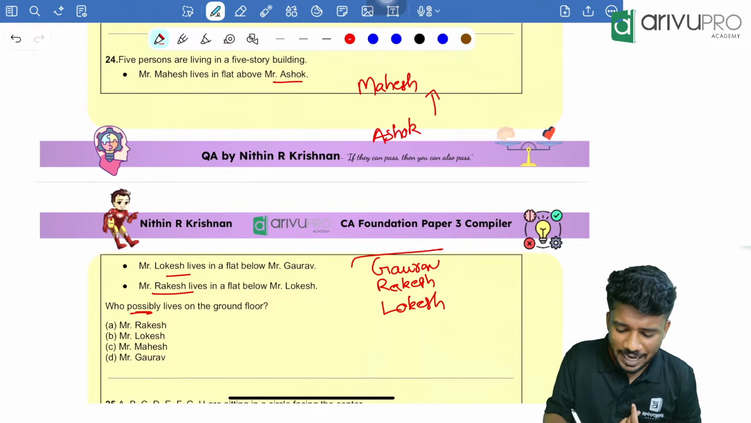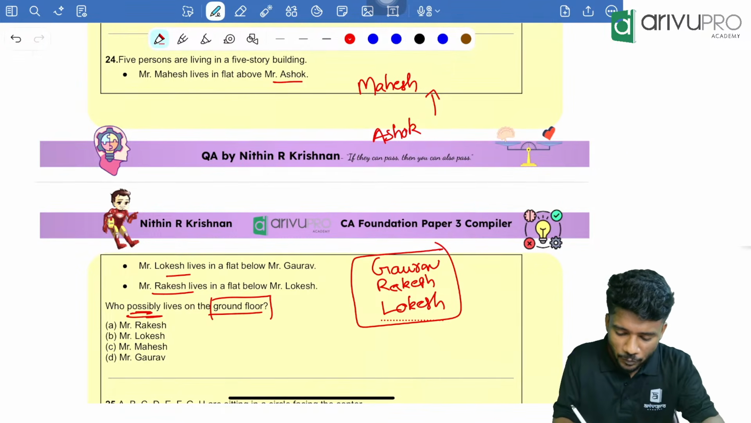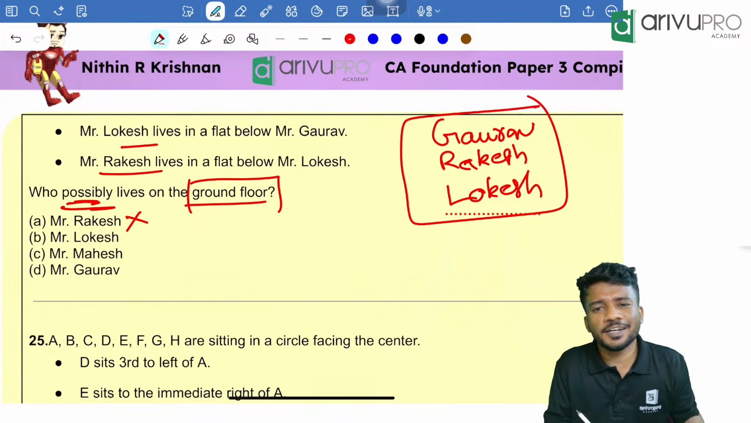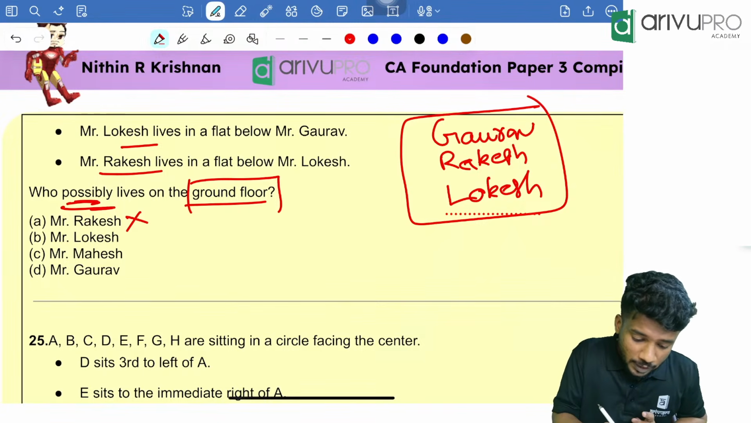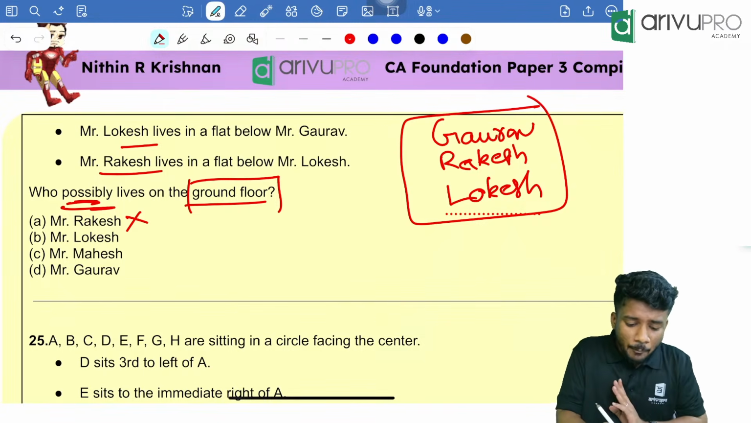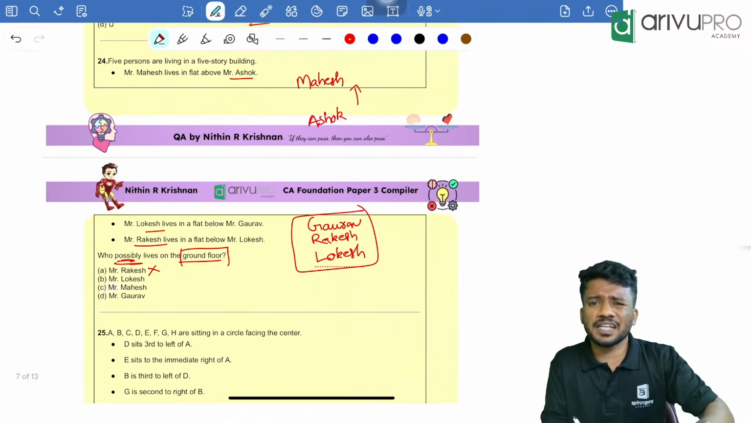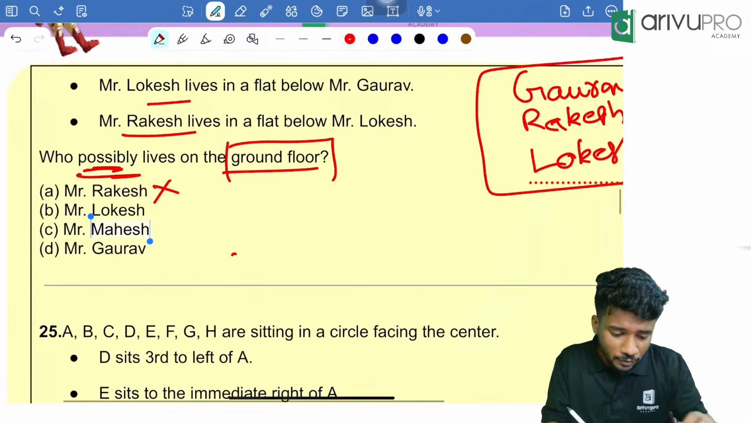Now we can just answer with these three, because possibly who lives in the ground floor? Looking at that, does Rakesh live in the ground floor? Never, because Rakesh is above Lokesh anyway. Does Lokesh live in the ground floor? We will check. Mahesh. What about Mahesh? Mahesh lives in a flat above Ashok. That means anyway Mahesh should be in a top floor. He cannot be in the ground floor.